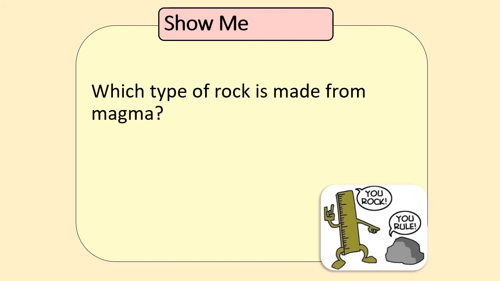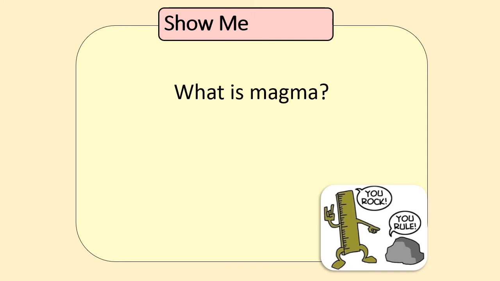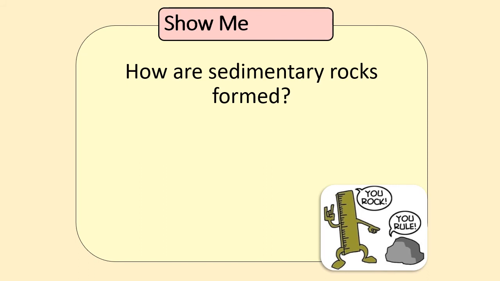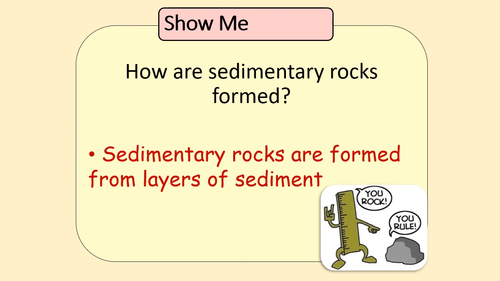What type of rock is made from magma? The answer is igneous rock. What is magma? Magma is molten rocks. So that just means rocks that have melted. How are sedimentary rocks formed? Well, they're formed by layers of sediment and also the word cementation. So piling on top of one another.